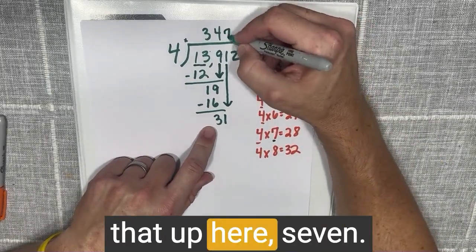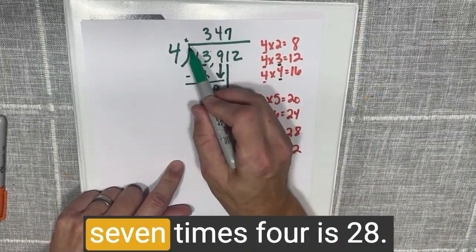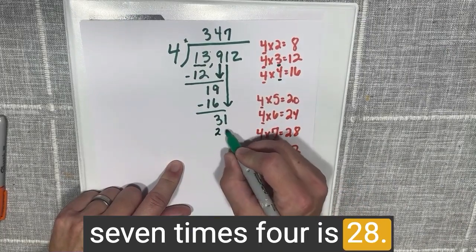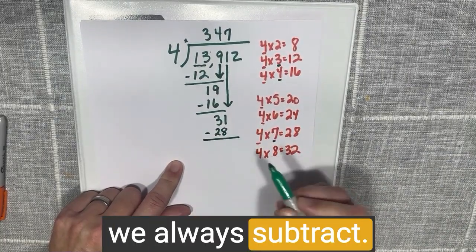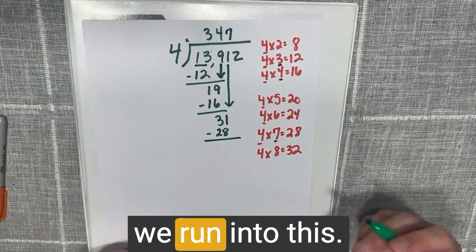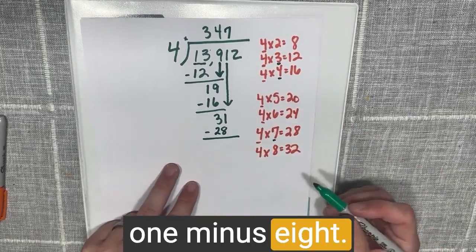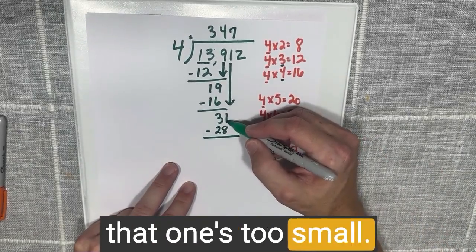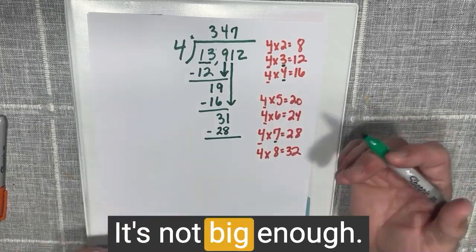I'm going to put that up here, 7. And then we say 7 times 4 is 28. And then this step, we always subtract. All right. So now we run into this. I want to say 1 minus 8, but it's like, what in the name of cheese? That 1's too small. I can't have a 1 and take 8 away. It's not big enough.